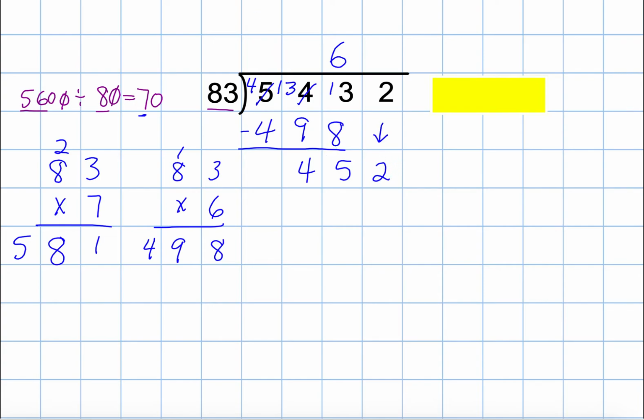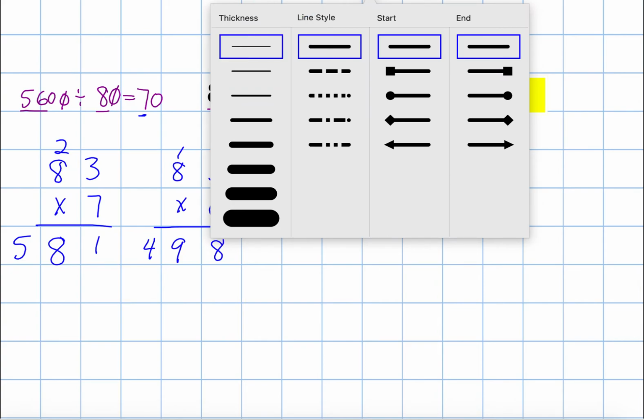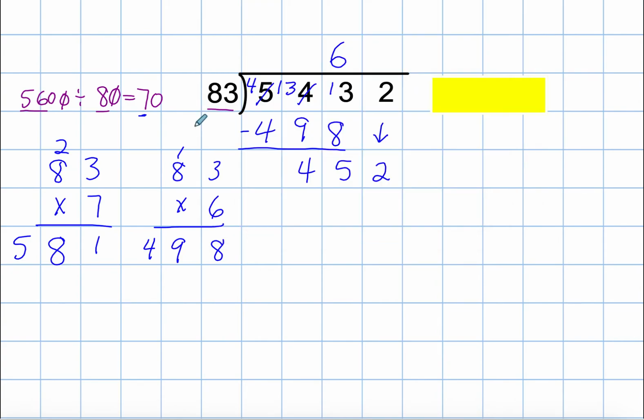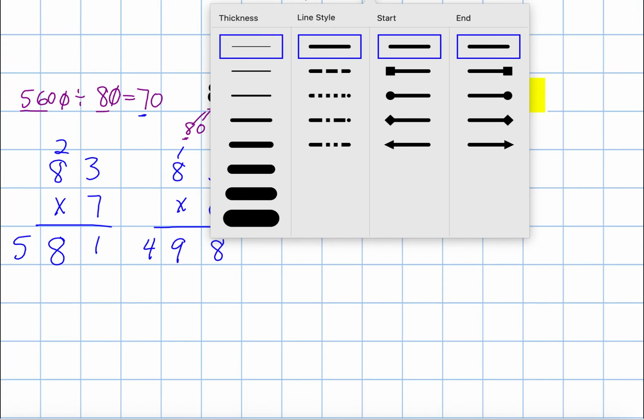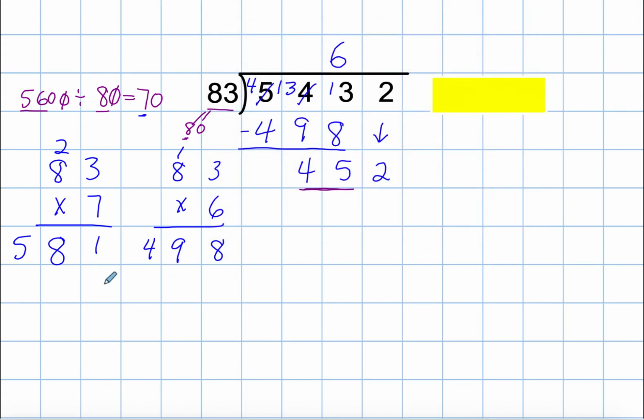Now, like I did before with my original estimate, I'm going to be thinking of my 83 as 80, and I'm going to be focusing on that 8. And now I'm going to look here at my 45, and I think, how many times does 8 go into 45? Well, 8 goes into 45 5 times, so I expect 83 to divide into 452 about 5 times. So I'm going to do 83 times 5 and see if that works.